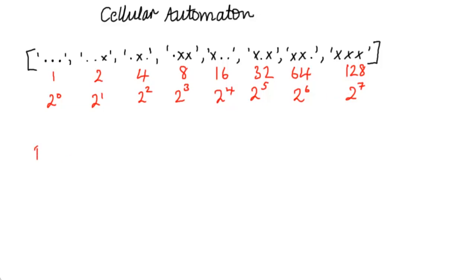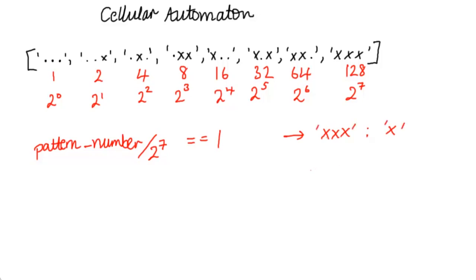Now, if you're given a pattern number, you need to find out whether 128 goes into that pattern number. So I'm going to do integer division by 2 to the power 7. Now, if that's 1, I'm going to know that XXX corresponds to X in my new string. That's my rule. And I decided to make a dictionary. So XXX is going to be my key and X is my value. If it's 0, then XXX will correspond to a dot.